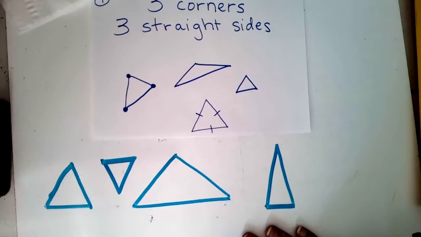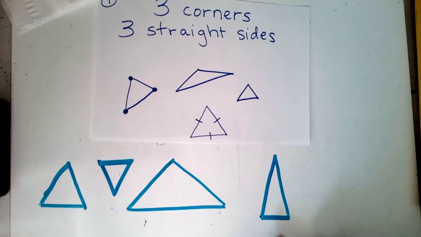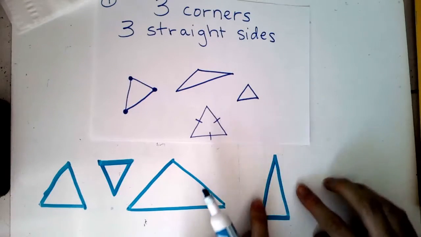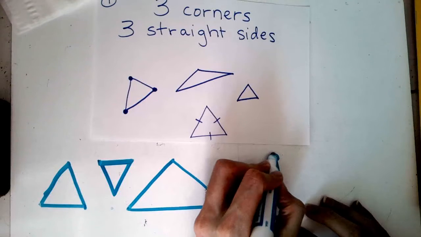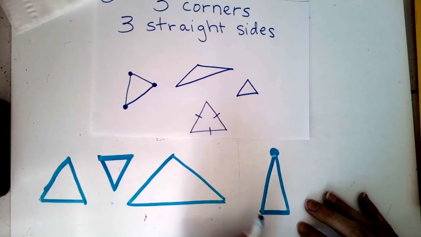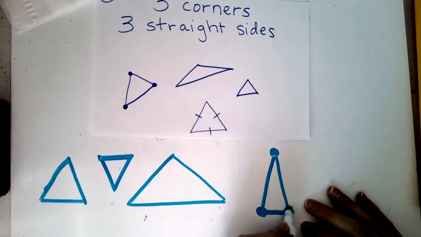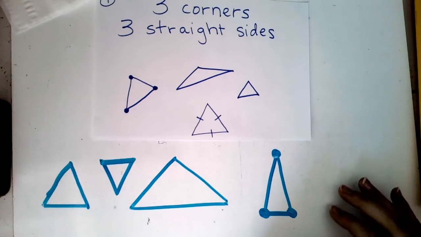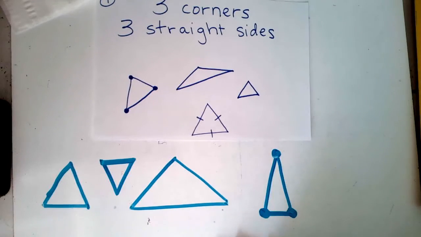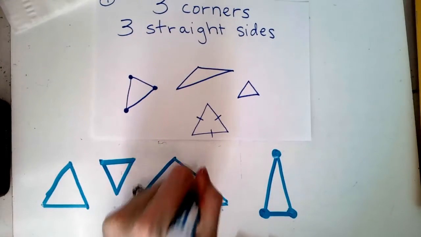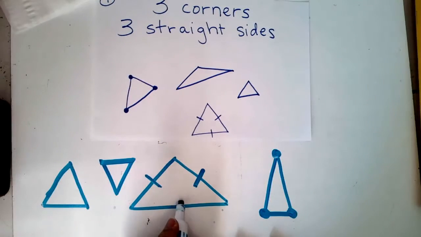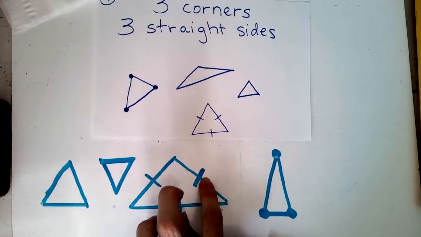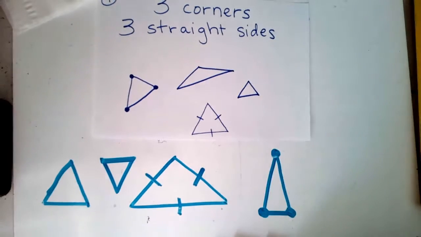Now I want you to practice counting the corners with me. Choose one. I'm going to choose this one here. Let's count the corners. That's where both of our sides meet. Here's 1. Double check that it's only 3. Here's 2. Here's 3. Good. Now practice dashing the sides with me on another one. Here's a straight edge. 1, 2, 3. Remember, if it has 3 straight sides, it's going to have 3 corners as well.